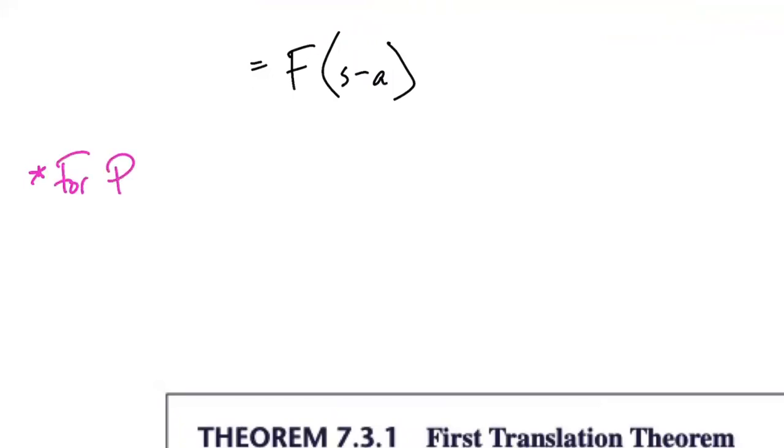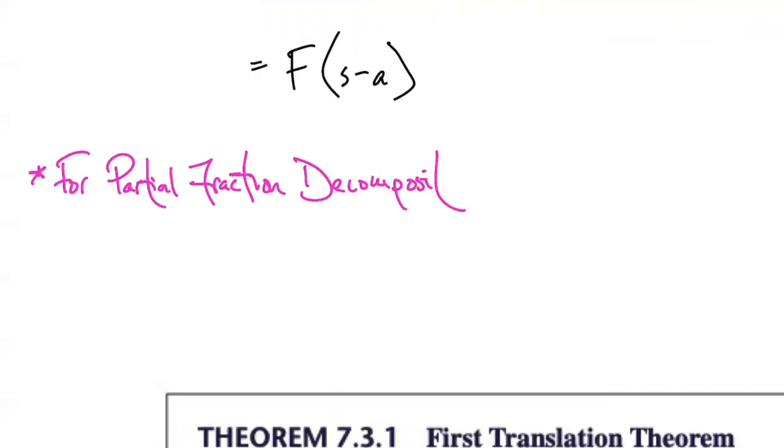For partial fraction decomposition, if you have a linear factor on the bottom, you're going to have a constant on the top, right? And we've seen that a lot, where we have like the first one, we had A over s minus 3.